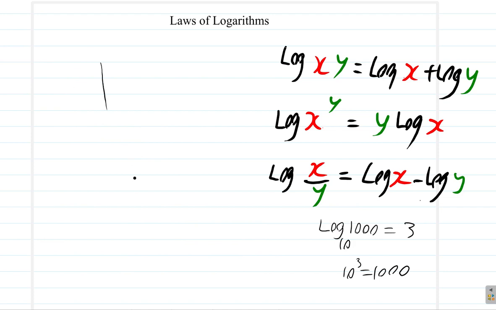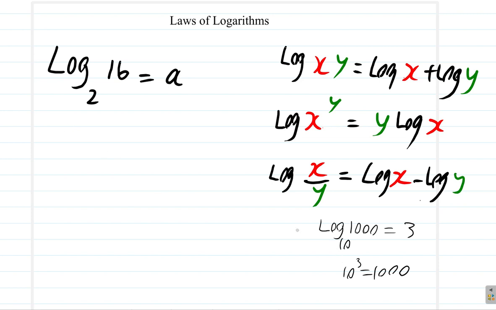Now suppose you're given log with a base of 2 of 16 is equal to a. What would a be? We were looking at log with a base of 10. Now we're looking at log with a base of 2. What's going on? Let's see something here.